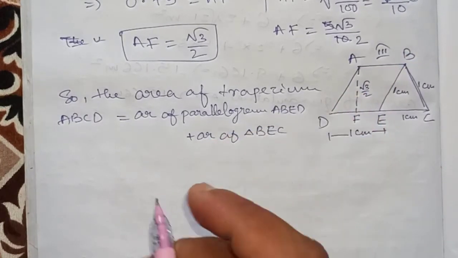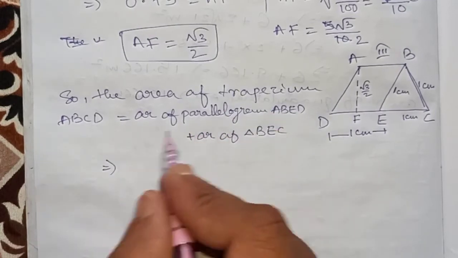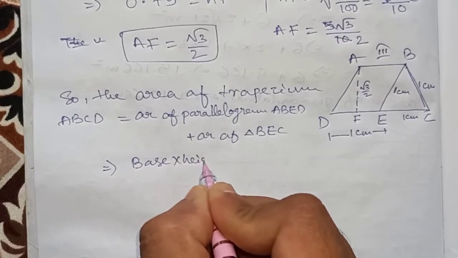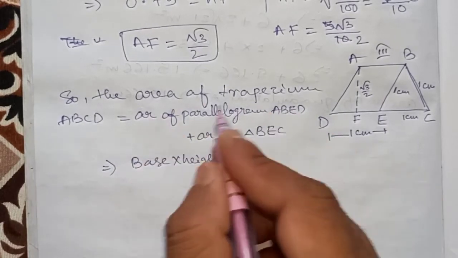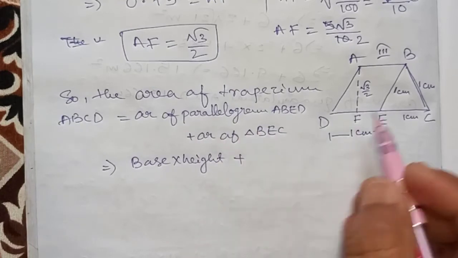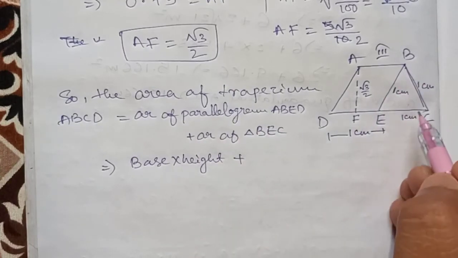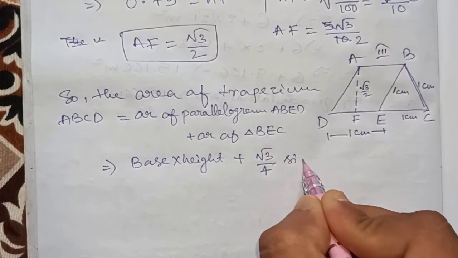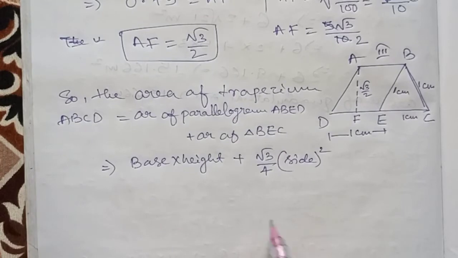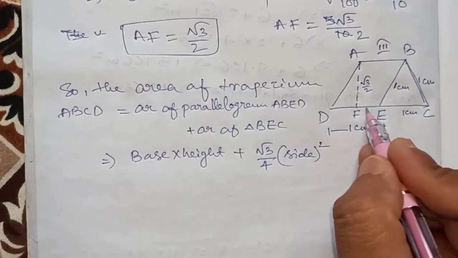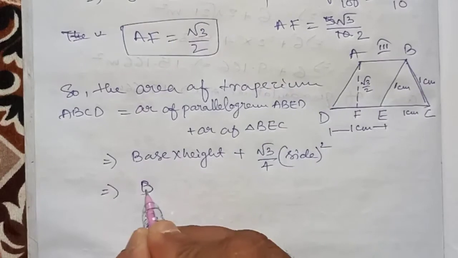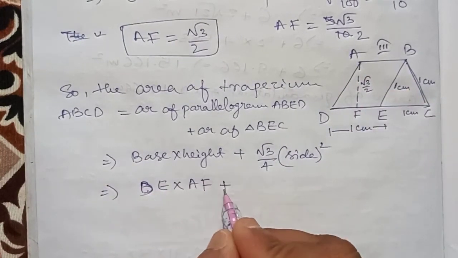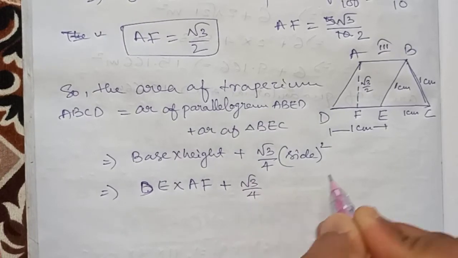Now what is the area of the parallelogram? The area of a parallelogram is base into height. This triangle is an equilateral triangle because all the sides are equal, so the area of an equilateral triangle is root 3 by 4 side square, that is a square. Now what is the base of the parallelogram? Base is DE, so DE into height AF plus root 3 by 4 side square.